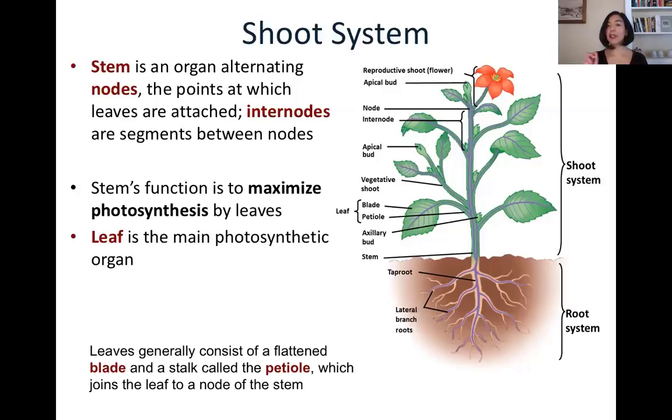Now, leaves usually have two parts. One is the blade, right? Like here, this will be the blade. And this little stalk will be called petiole. So similar to this, I'm going to crunch this or pull it. Now, we have the blade, which is all of these. And then this little part will be called the petiole.